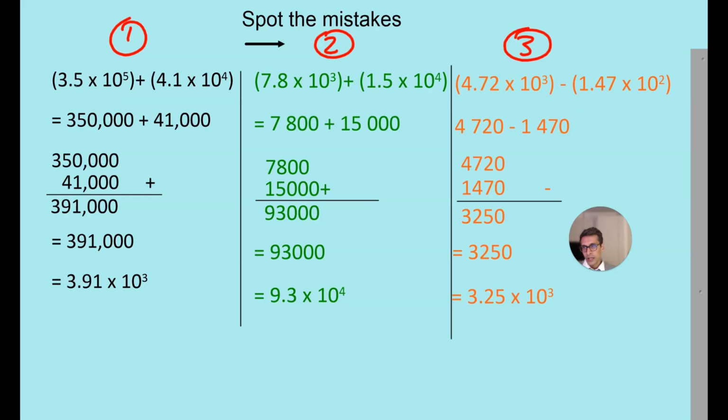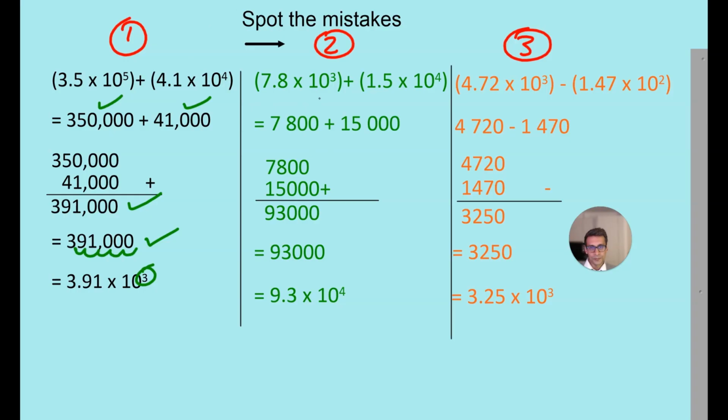So first of all, 3.5 times 10 to the power 5, so 1, 2, 3, 4, 5, that's fine. 4.1 times 10 to the power 4, 1, 2, 3, 4, that's fine. Adding these up, you can see it looks good so far. This looks good. Now the decimal has to be there, and it's going to move 1, 2, 3, 4, 5. So there's the mistake. That should be a 5.